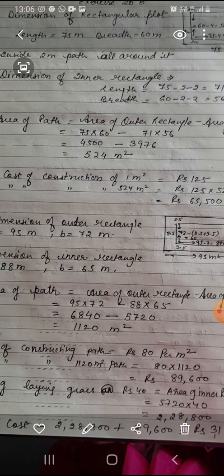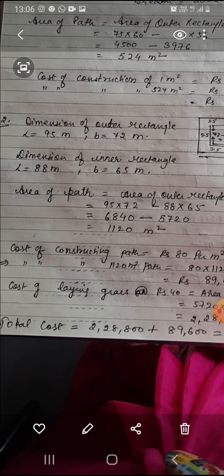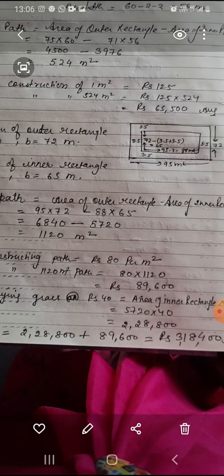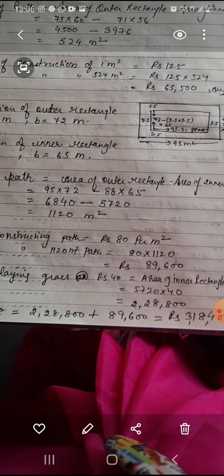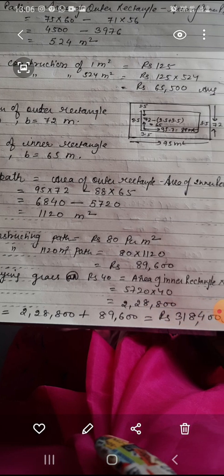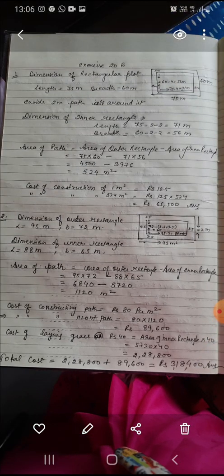Then we can do this, and area of path, area of outer rectangle minus area of inner rectangle, and then cost of constructing is rupees 80 per meter square. So multiplying by this we can get this, and cost of laying grass at rupees 40 per meter square, that is, the grass has to be laid in the inside rectangle. So we will find area of inner rectangle into the cost. So we have multiplied that.